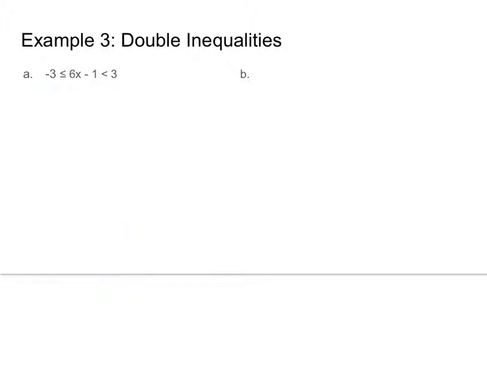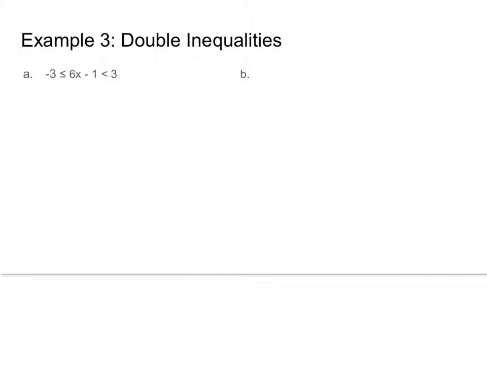It's one type of situation. I've got a double inequality here. It's called a double inequality because it has two inequality signs. And the way that I'm going to solve this is I'm just going to treat it like a normal inequality, but I'll do everything to both of them.